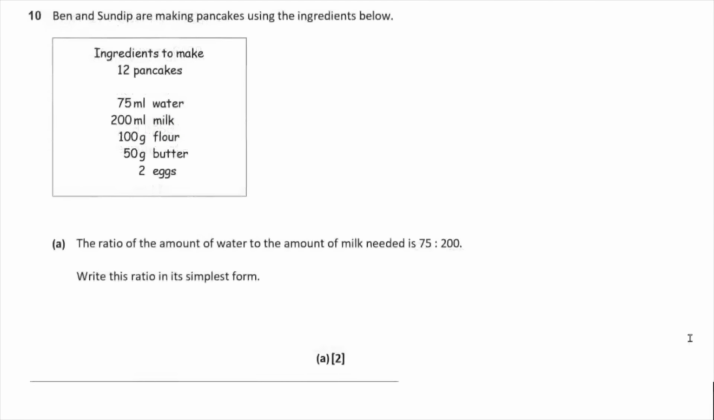Ben and Sandip are making pancakes using the ingredients below. Ingredients to make 12 pancakes: 75 milliliters of water, 200 milliliters of milk, 100 grams of flour, 50 grams of butter, and 2 eggs. Now the ratio of the amount of water to the amount of milk needs to be 75 to 200. Write this ratio in its simplest form.